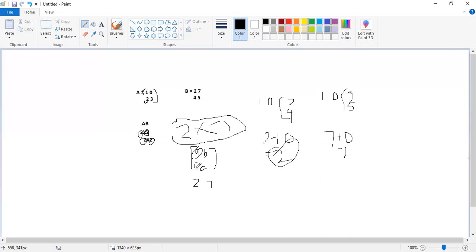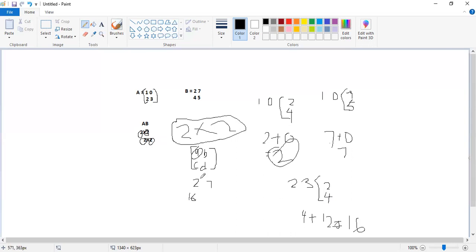We do the same for C. C is in the second row, first column. So we pick the second row, which is 2 and then 3. Then we pick the first column, which is 2 and then 4. Then we do the same operations on it. 2 times 2 will give us 4, plus 3 times 4 will give us 12. And the result is 16. So now it means that C is 16.